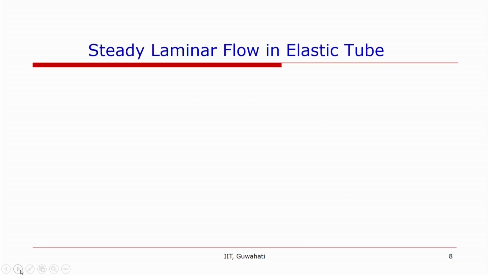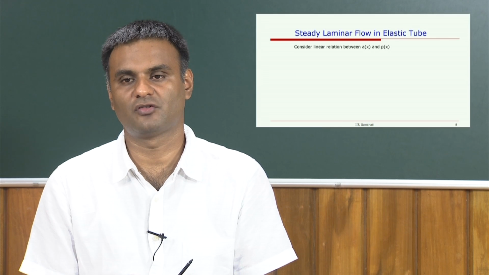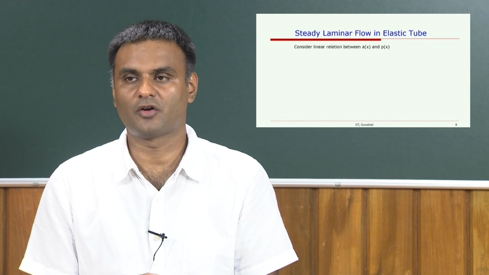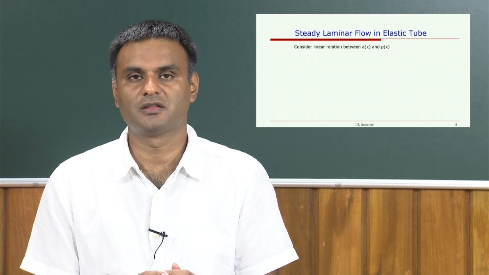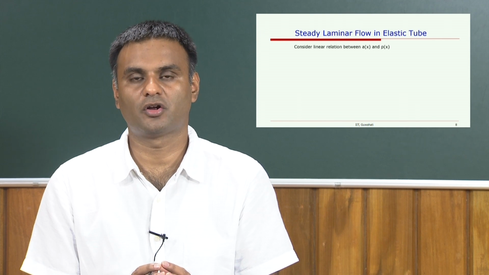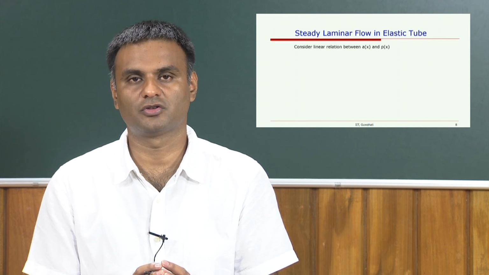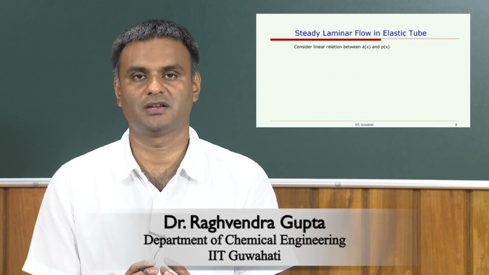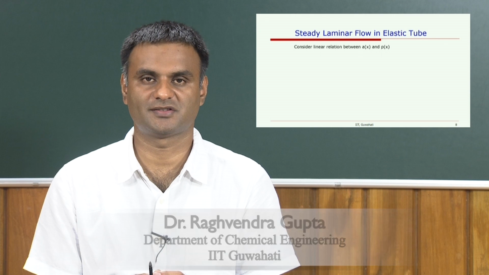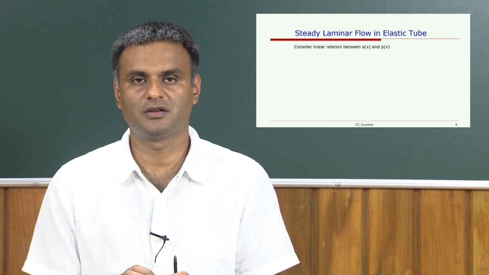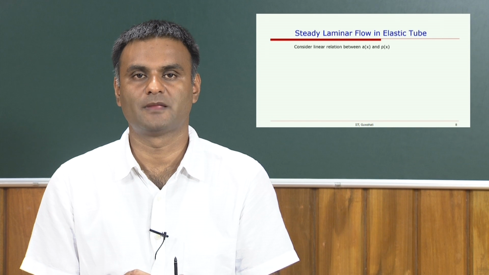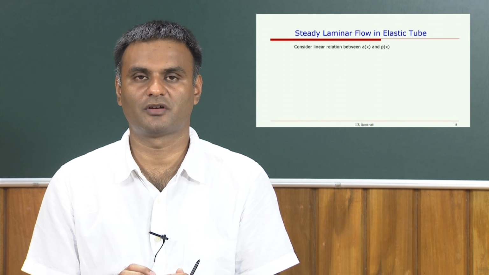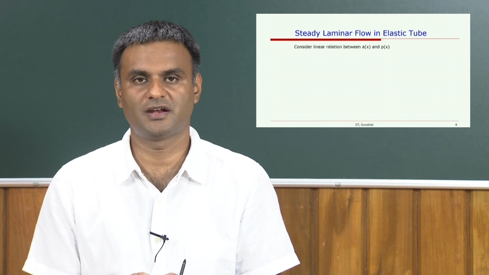So let us go and look at another. We have looked at what will be the relationship for steady laminar flow in a perfectly elastic tube. Now, as I said at the beginning, blood vessels do not exactly follow Hooke's law. So they are not perfectly elastic tubes. They have some amount of viscoelasticity, but we will not go into great detail of the properties of the vessels.